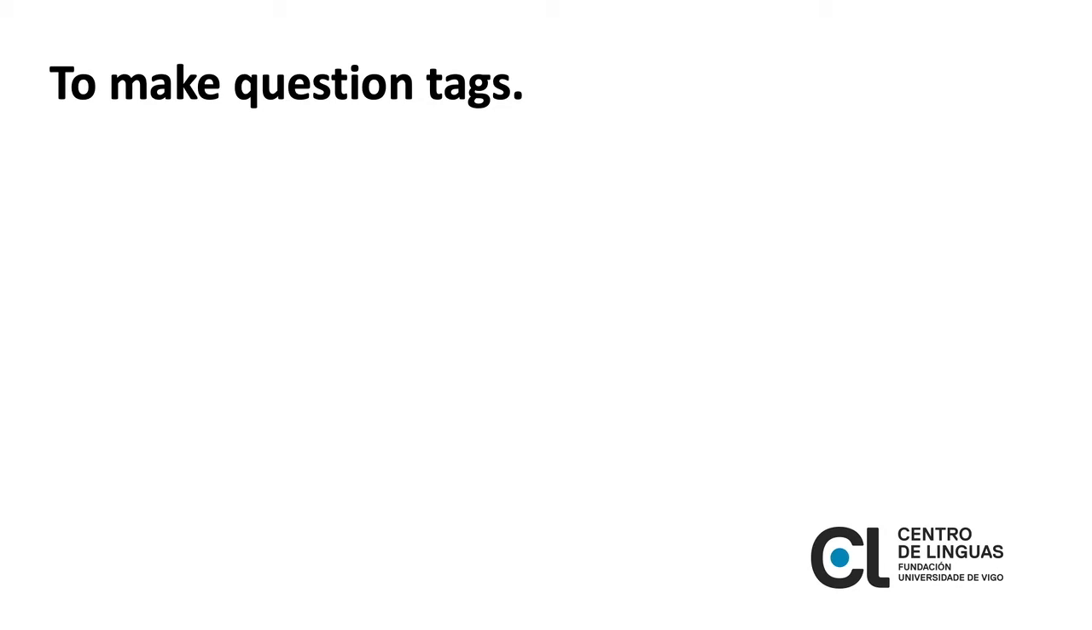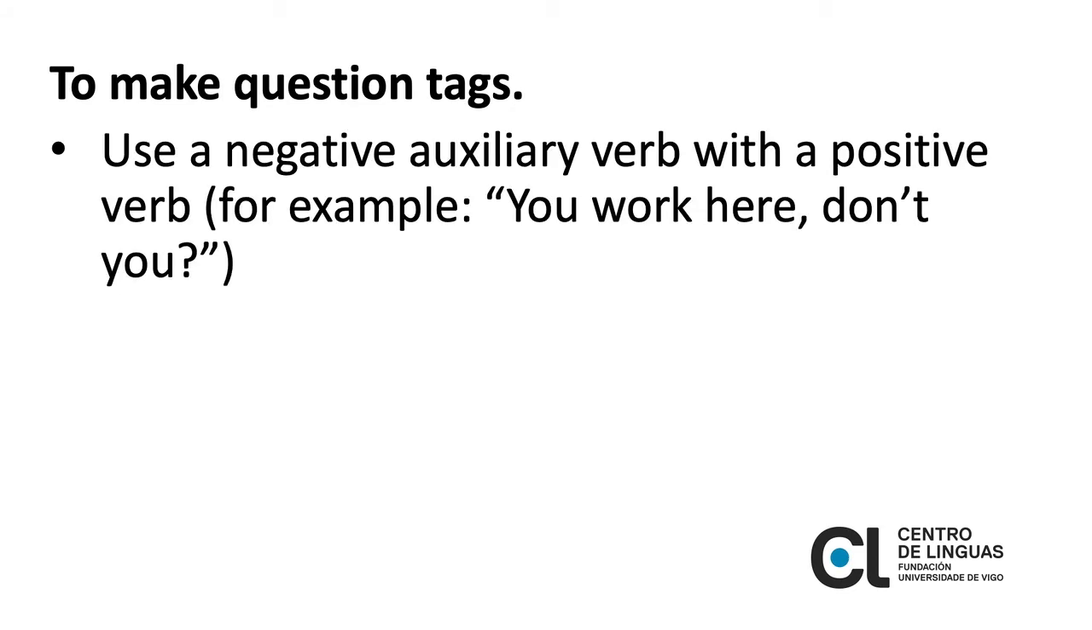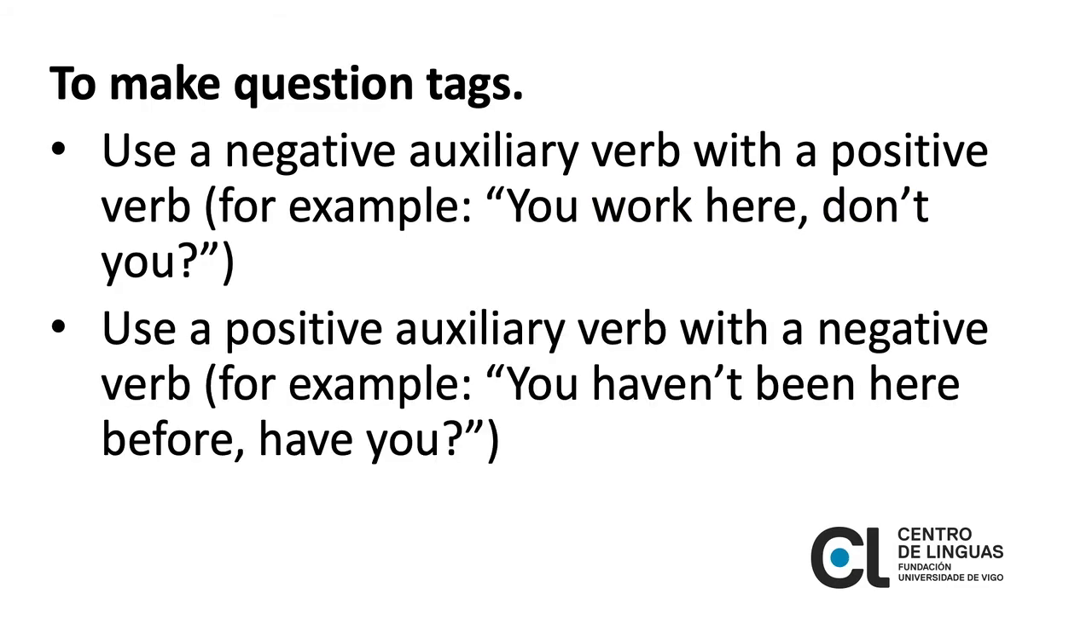And finally, we can also use auxiliary verbs to make question tags. Question tags are little statements at the end of a sentence that makes a statement into a question. Okay, so we use the negative auxiliary verb with a positive verb. For example, you work here, don't you? Work is affirmative and don't is negative. And we use a positive auxiliary verb with a negative verb. For example, you haven't been here before, have you? Okay, you haven't is negative and have is positive.